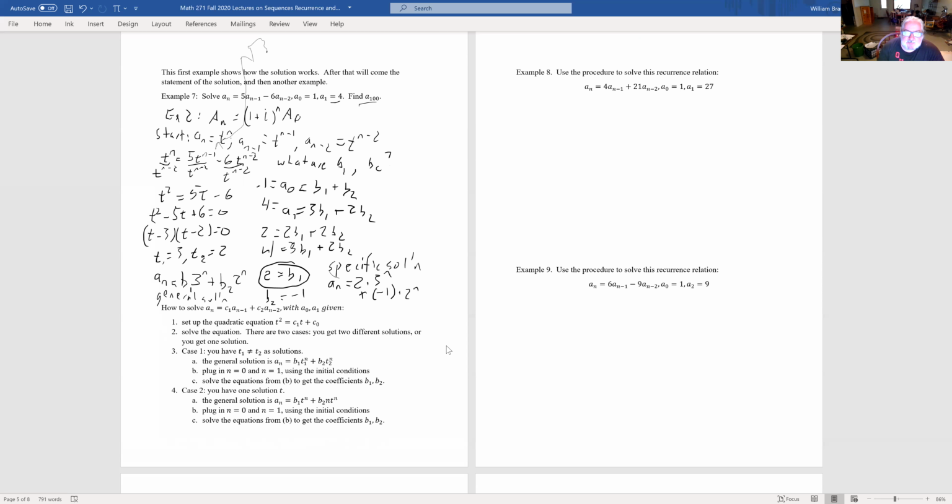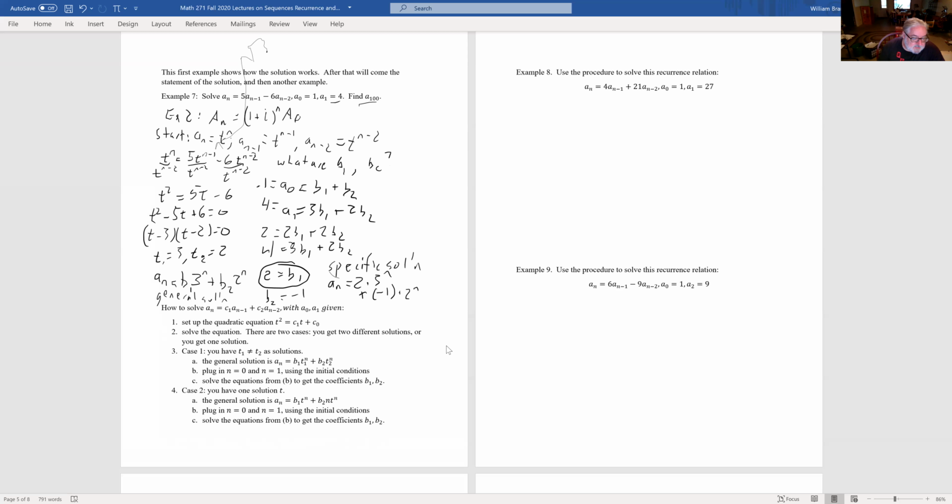If you've got this kind of a thing, set up a quadratic equation, t squared equals c1t plus c0. So this becomes a t squared. The n minus 1 becomes a t. The n minus 2 becomes a 1. Solve the equation. It's a quadratic equation. Generally, you get two different solutions.